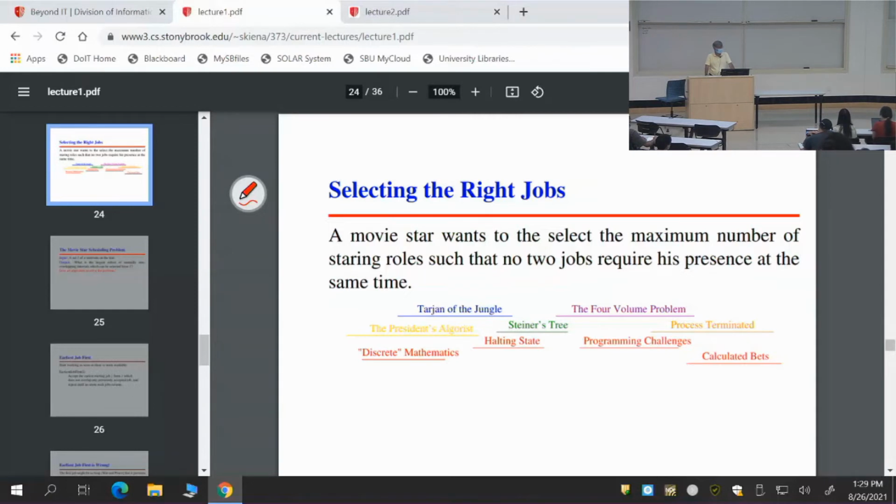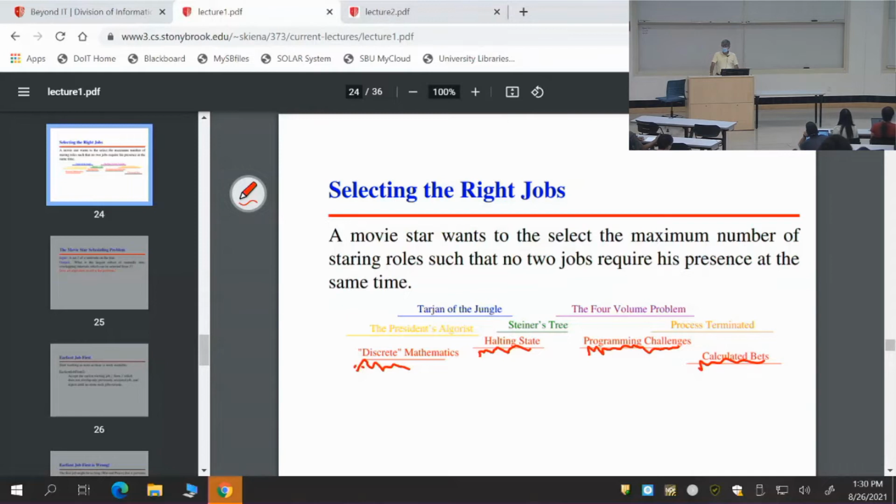Does anybody have a proposed solution for this example? What should somebody take? What movies should the agent sign for? Anyone? Yes. You think that you can get away with 4 movies? Which 4? Discrete math, okay. Halting state. Programming challenges, that's probably an adventure film. And calculated bets. Does everybody see that they can do those four jobs?